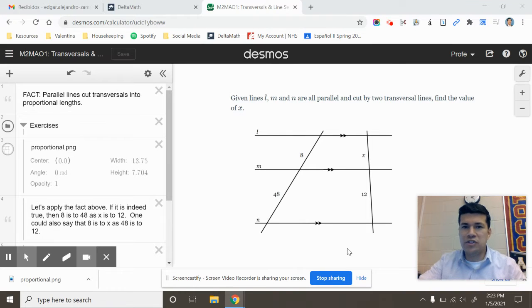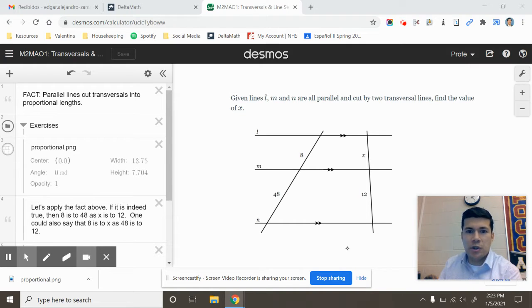Hi, everyone. We're going to have a super easy lesson today on multiple transversals and multiple parallel lines. Let's get right to it. So, fact, I have a statement right here. Parallel lines cut transversals into proportional lengths.